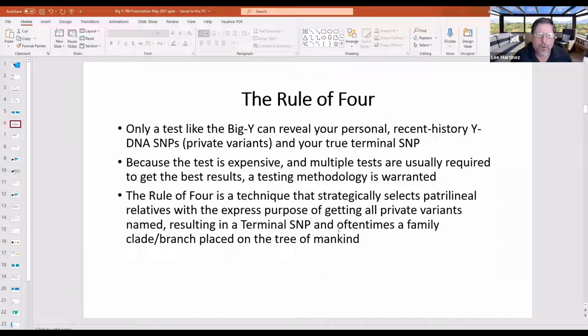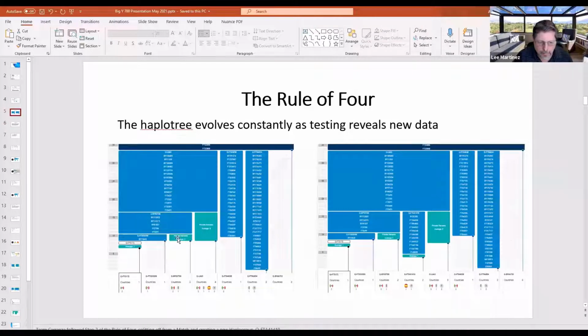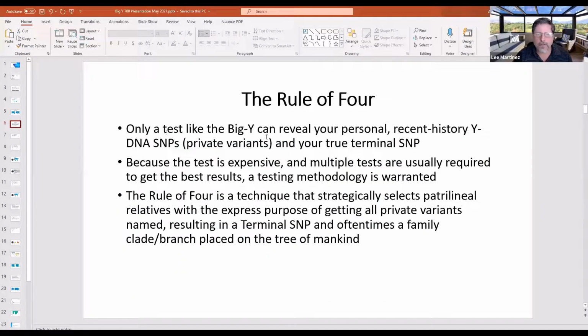All right. Only a test like the Big Y can reveal your personal recent history Y DNA SNPs. These are your private variants, right? So these are private variants here. Average 2. These are private variants, right? All here. So only a test like the Big Y can reveal these personal private variants. These are variants that have never been discovered before. They've never been known to science, and they're private or unique to you or the group of you.